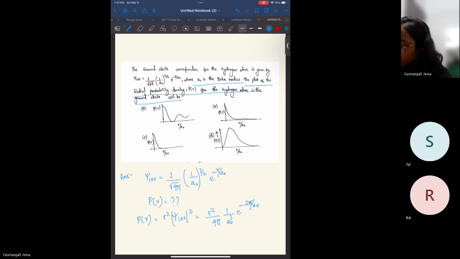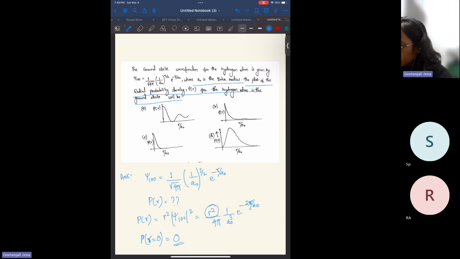Now, let's see what the value of this radial probability density will be at the origin, when r equals 0. There is an r² term here, so the radial probability density at the origin will be 0. Now let's see the options.